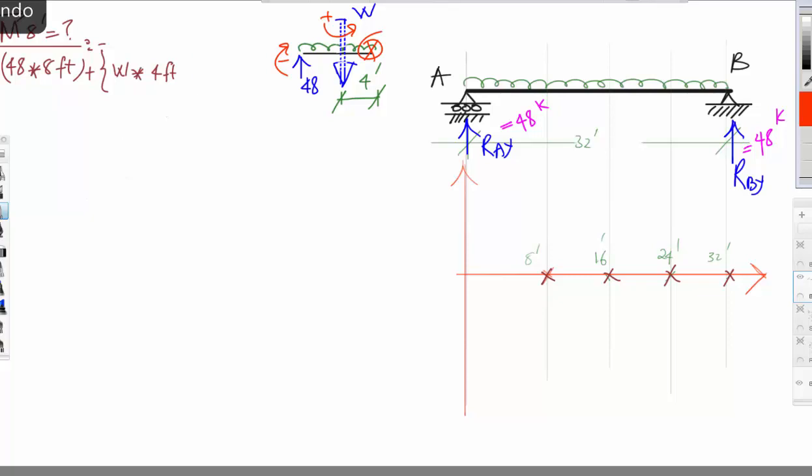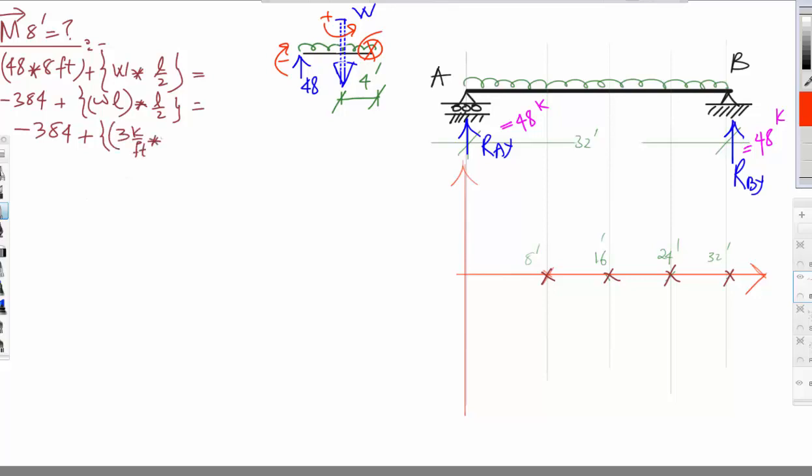or let's call it L by 2. So this will be minus 384 plus the W, which is WL multiplied by L by 2, and this is minus 384 plus W is 3 kip per foot multiplied by 8 feet multiplied by 8 feet divided by 2.